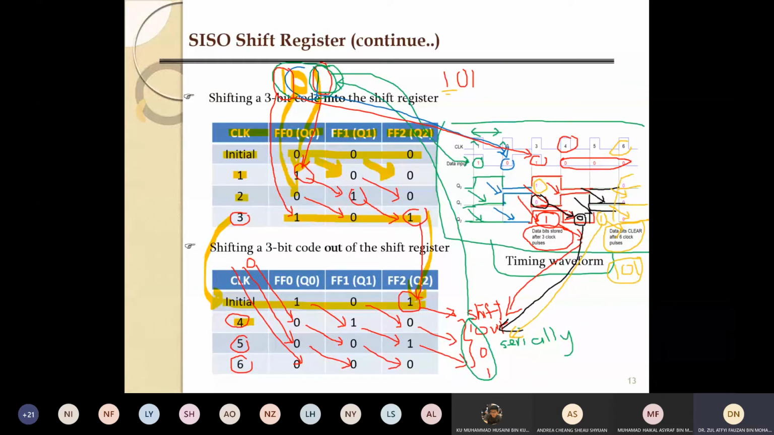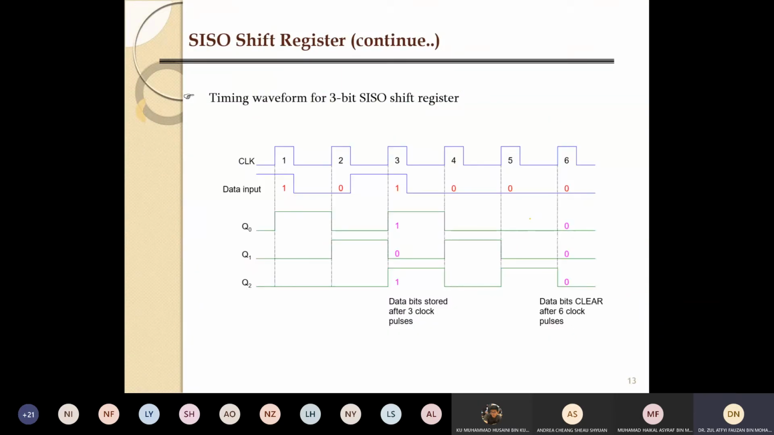This is the data contained inside the flip flop, where we assume that this shift register has already been cleared: 0, 0, 0. Okay, this is the timing waveform in large scale. So meaning that we have a 3-bit SISO shift register, so we require 3 clock to store all 3-bit data.